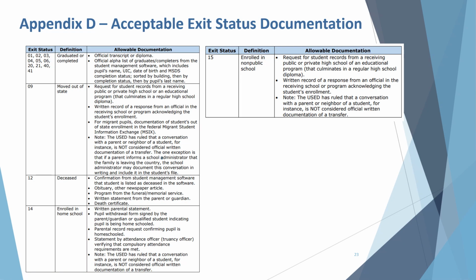I also included a link to the acceptable exit status documentation within the presentation. This allows you to see what the districts can provide to prove the exit codes they reported are correct. If they do not have this documentation to support the exit code, again, it is expected that the auditor submit the unknown status, which is exit code 16, for whichever student is identified.